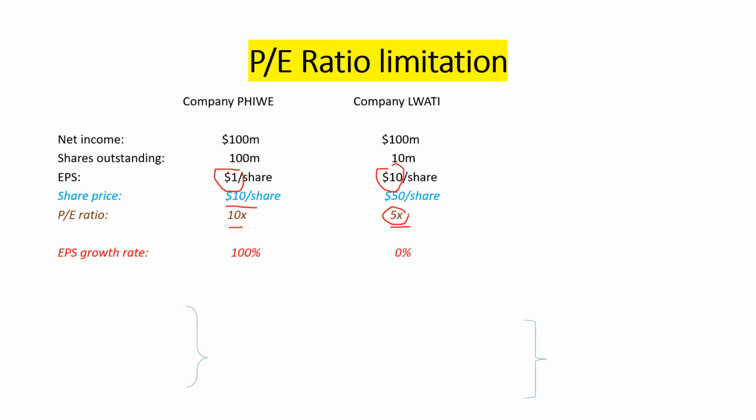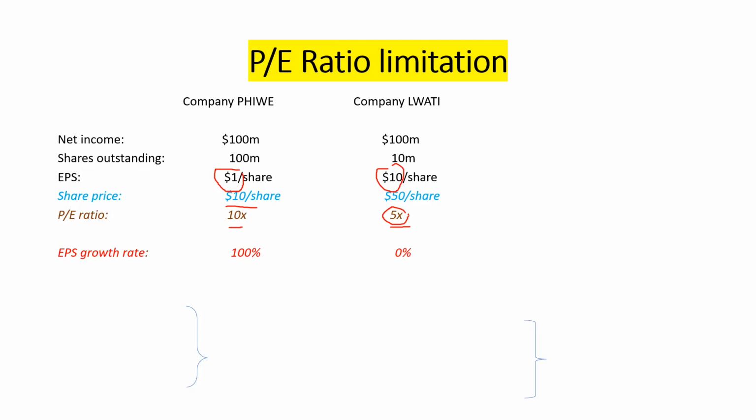Okay, so let's throw another spanner in the works. Let's assume that company Piwe's earnings per share is growing at 100%. In other words, the earnings per share double every year. And that of company Lwati, the earnings per share growth rate is 0. In other words, the earnings per share do not grow, they remain at $10 per share.